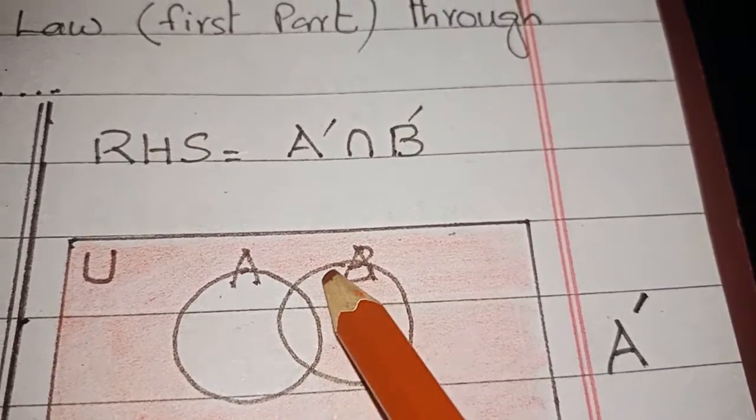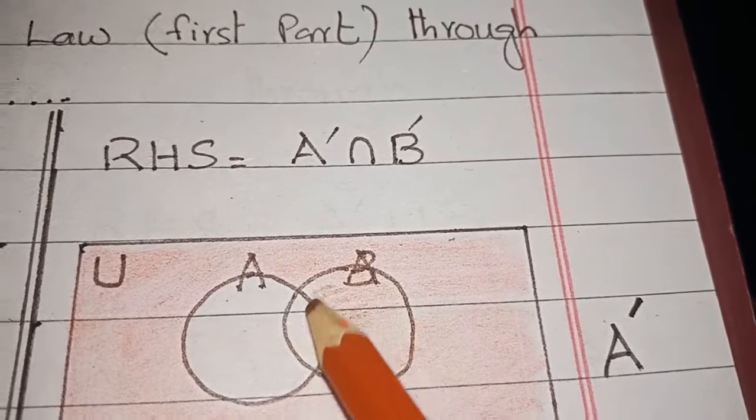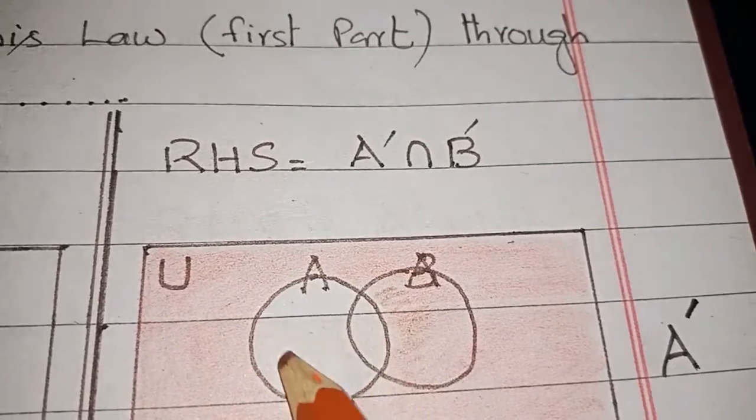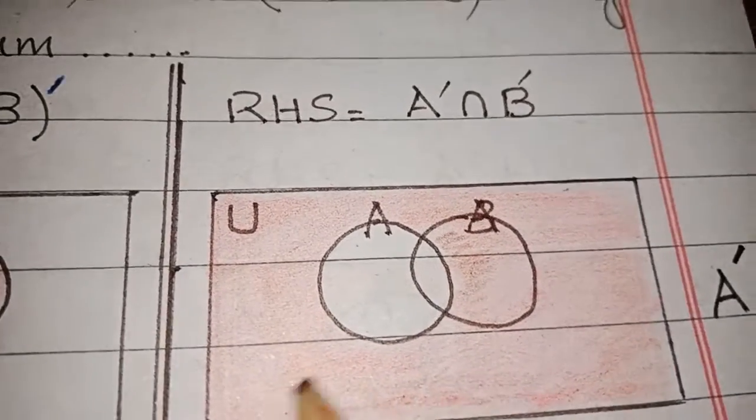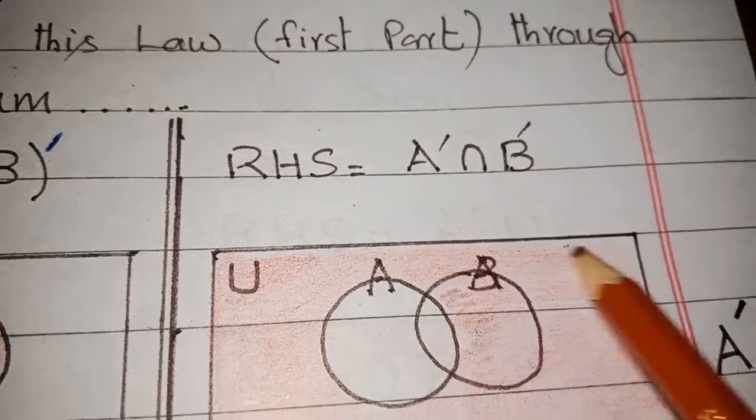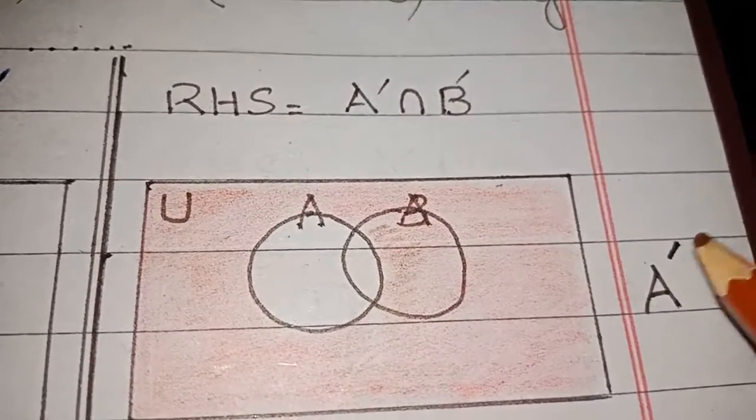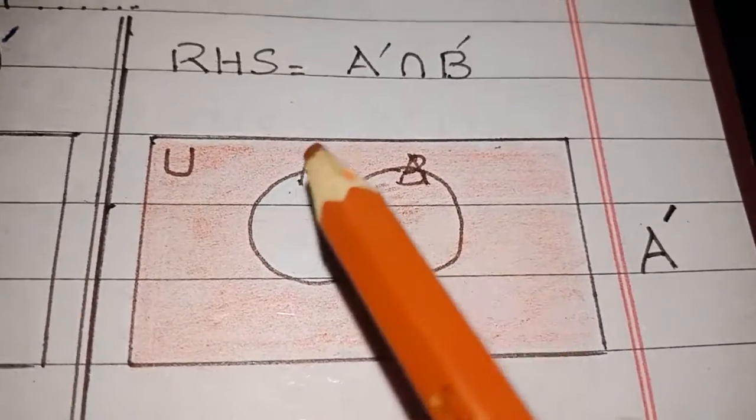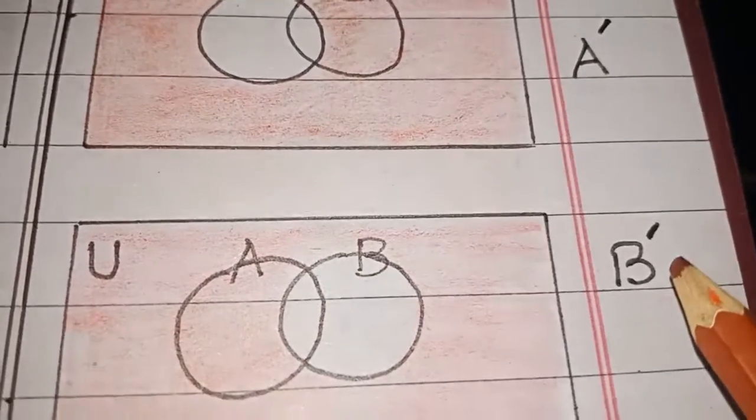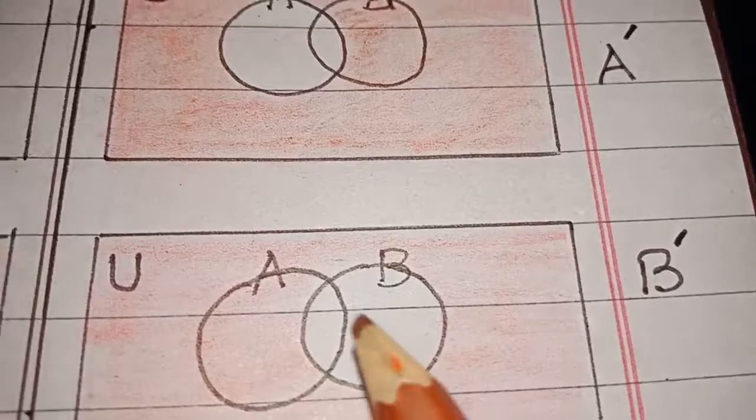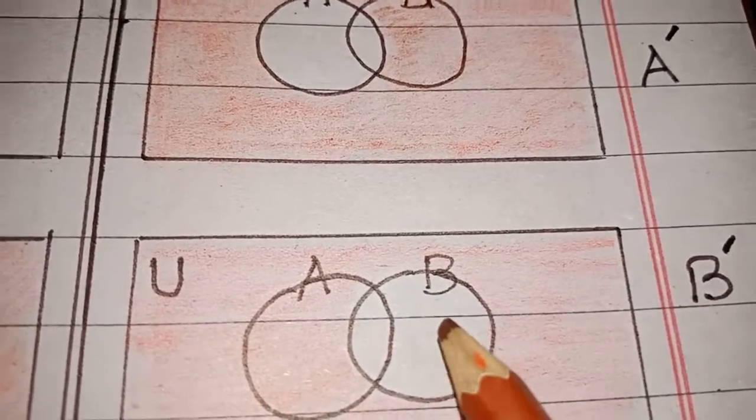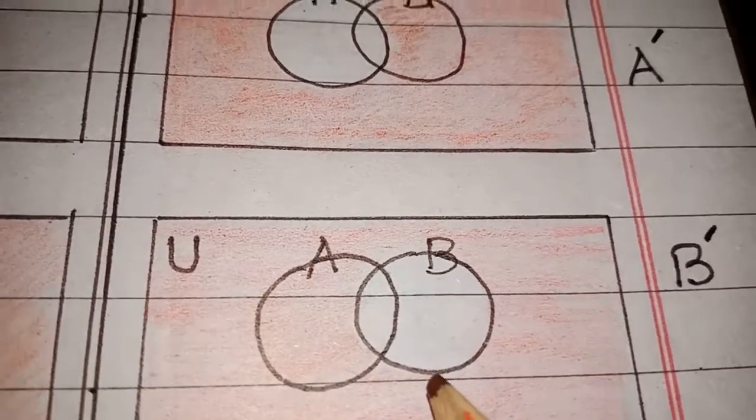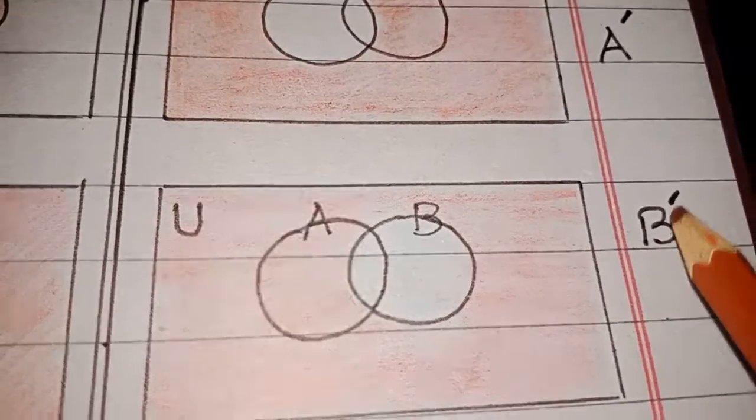The whole of circle B is colored, except the overlapping area, because I don't need to color A. I'll leave the whole of circle A uncolored, and I'll color the rest of the area, and this is the representation of A complement. I'll color everything minus A. And to represent B complement, I'll leave B uncolored. I'll not color B. Except B, I'll color the whole of the picture. And this is the representation of B complement.